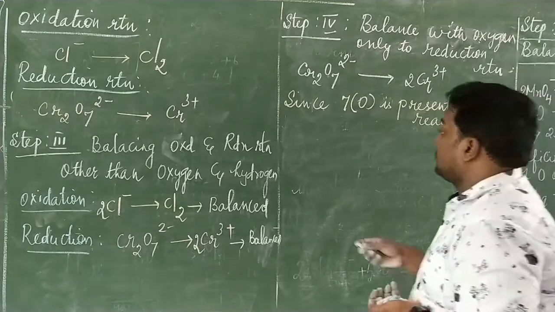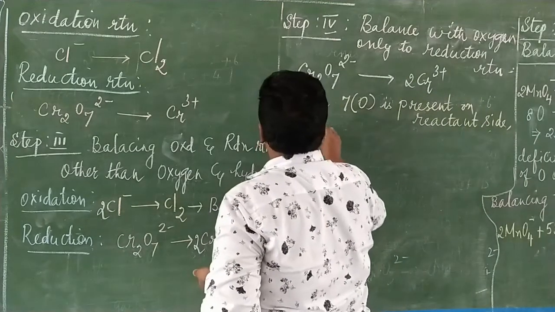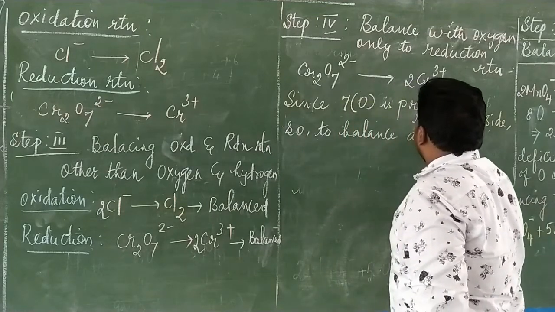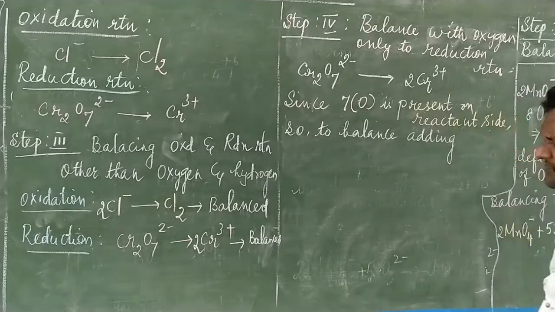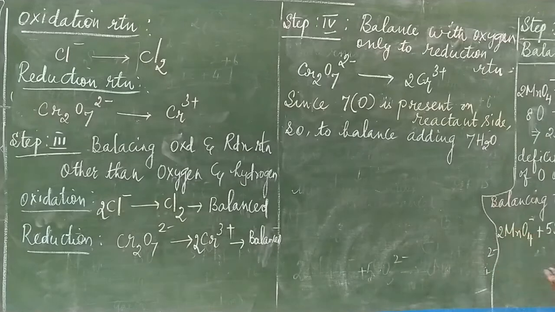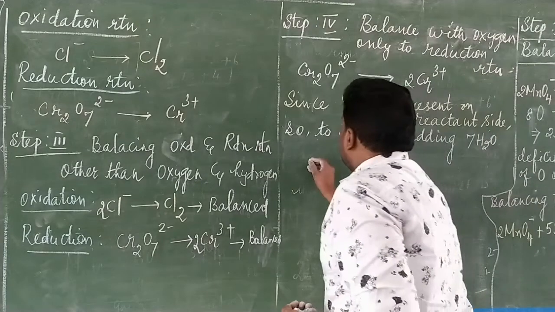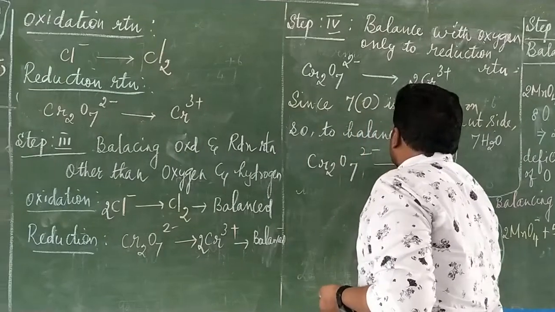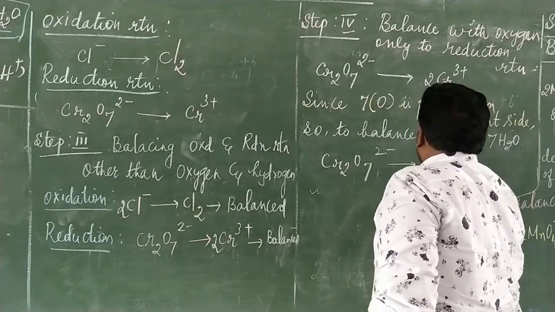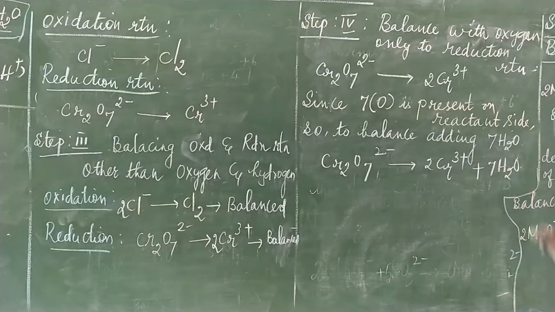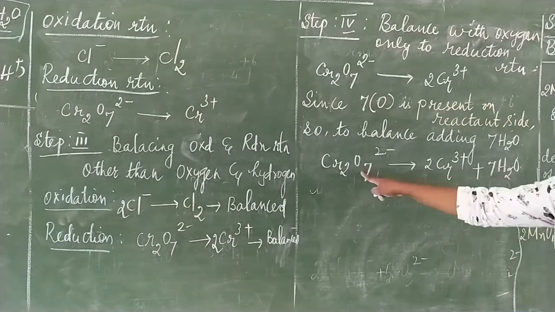So to balance, adding what? 7 molecules of water. So what will the equation be? Cr2O7 2- gives 2Cr3+ plus 7 molecules of water. Correct? Now step 5. The 7 molecules of water bring 7 oxygen.